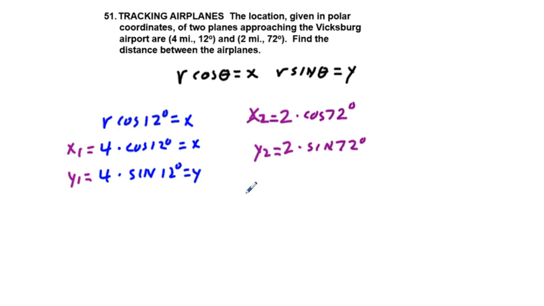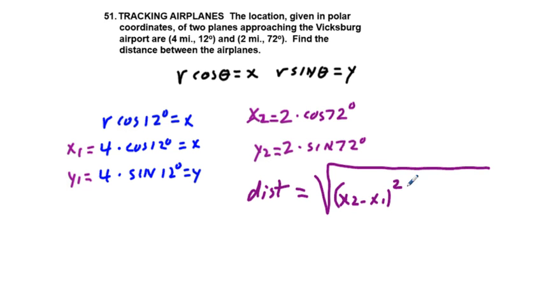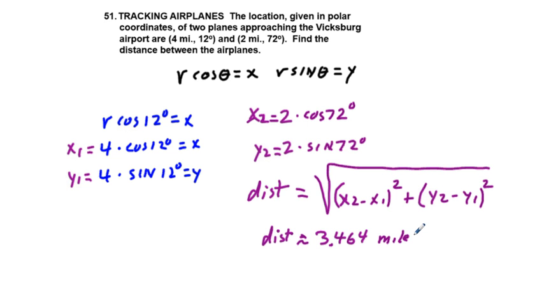So distance equals the square root of x2 minus x1 squared plus y2 minus y1 squared, and distance is approximately equal to 3.464 miles. And the book got this same answer, except they rounded to 2 places. I went to 3 places, but that's their distance apart.